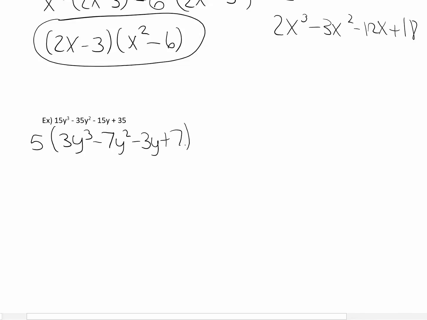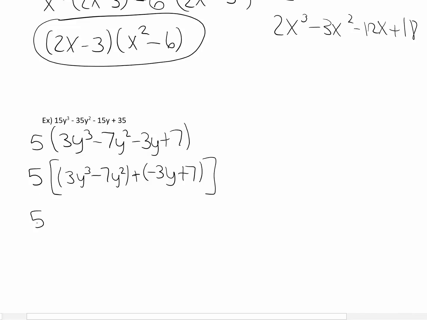Okay, I have 4 terms inside the parentheses. I'm going to try factor by grouping. I'm going to take the 5 along with me. Group the first 2 terms. Again, plus a negative because it's minus 3y. All right, so let's go inside the brackets and the parentheses. The greatest common factor I can take out of the first 2 terms is a y squared. That leaves me with 3y minus 7.